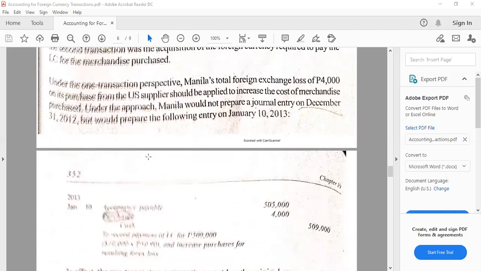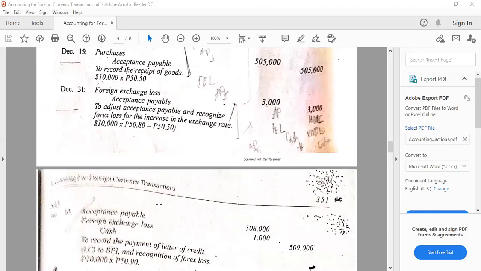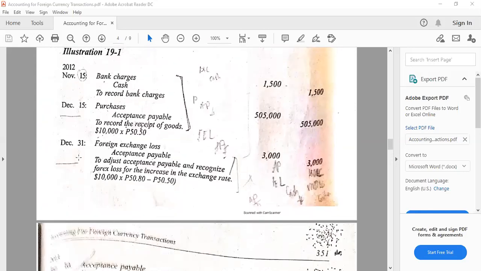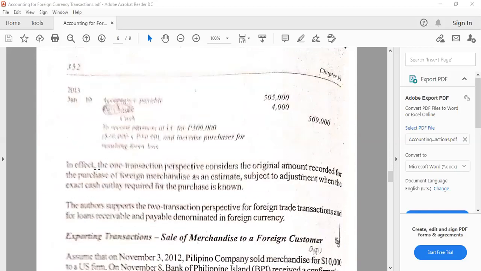If this is a one transaction perspective, remember the value here is 505,000. So this would be an X, meaning if we close this later on, this would be a 4,000 loss and this would be the acceptance payable of 505,000 as shown here.